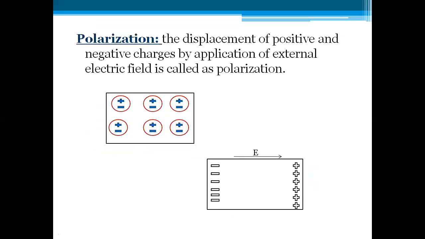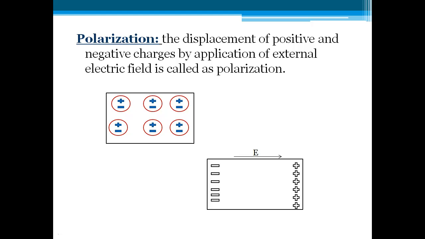Coming to polarization, polarization is a phenomenon in which, when a dielectric material is placed in an external electric field, the positive and negative ions of the material will displace in opposite directions due to the application of the external electric field. This displacement of positive and negative charges in opposite directions is called polarization.